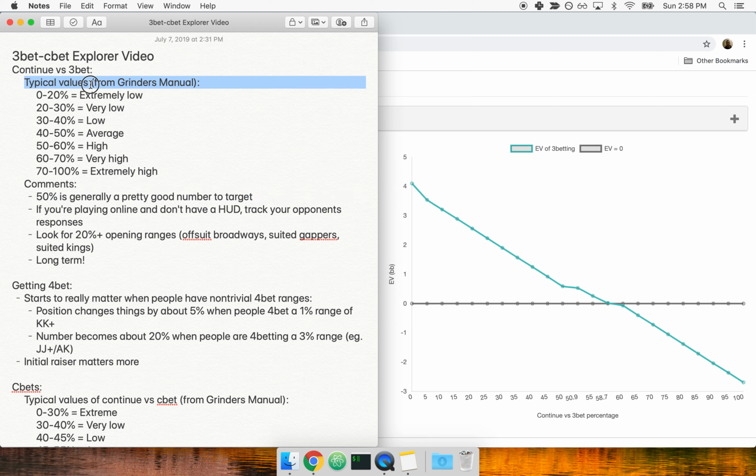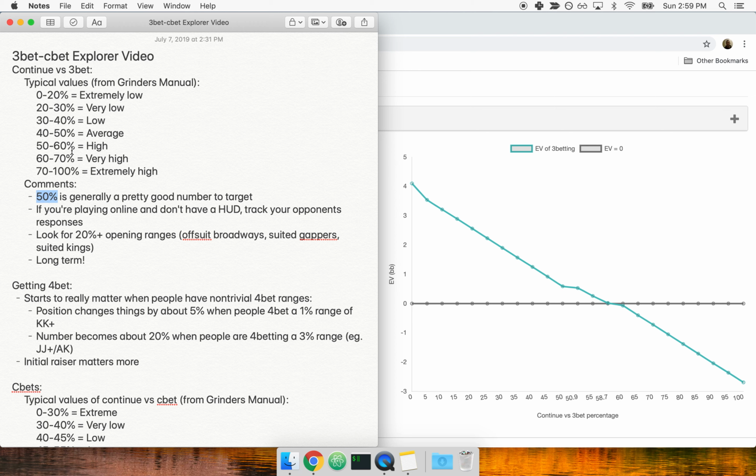You can see here some typical values of what people continue with versus 3-bets. I got this from the book The Grinder's Manual, which is a great book. Most people are only continuing 40 to 50% of the time, so that meets the threshold we're looking for here. So 3-betting is actually going to be profitable a lot. I think that makes sense, because we see that a lot of really successful players 3-bet a lot, and that's generating a lot of profits for them.